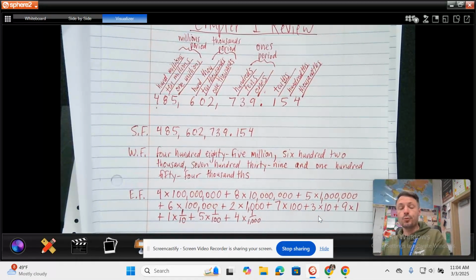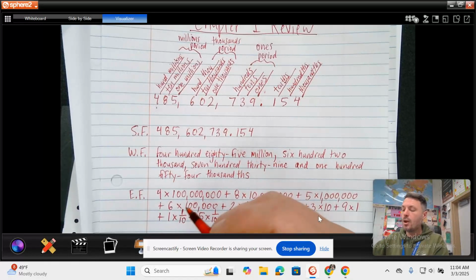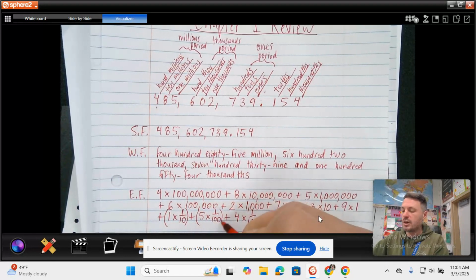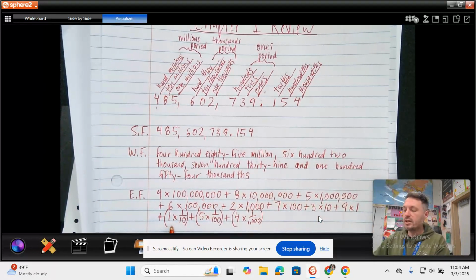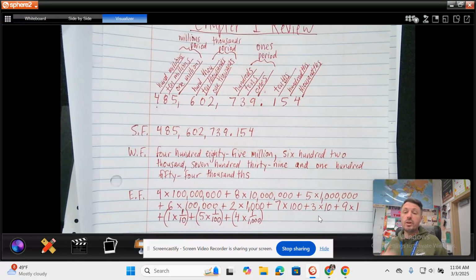Now, once we get to the right of the decimal point, as we're putting numbers in expanded form, all of the multiplication problems go in parentheses, so we put parentheses around 1 times 1/10, 5 times 1/100, and 4 times 1/1,000. And we just reviewed every single important part of Chapter 1.